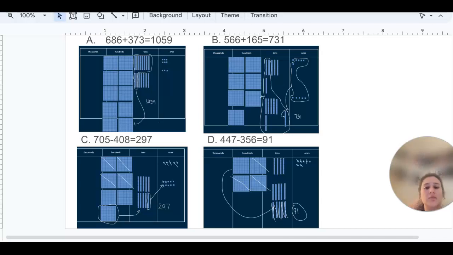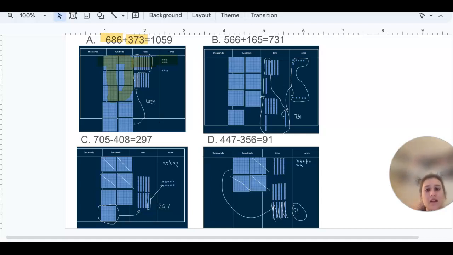For my third choice board, I did base 10 with 3-digit numbers. For letter A, I rolled 686 and 373. So I started off adding 6 blocks to the hundreds column and 8 blocks to the tens column. I then added 6 blocks to the ones column.